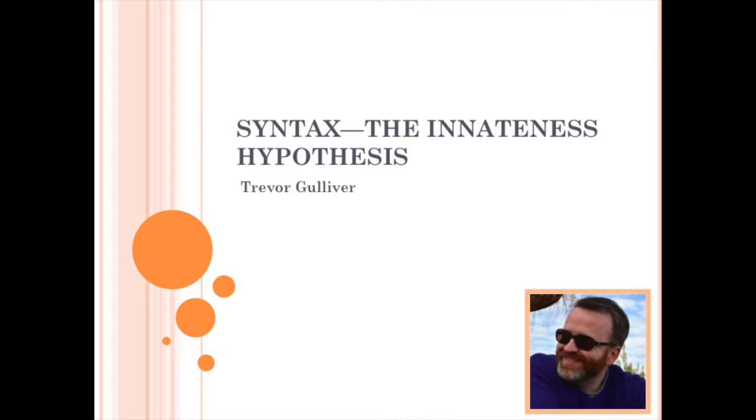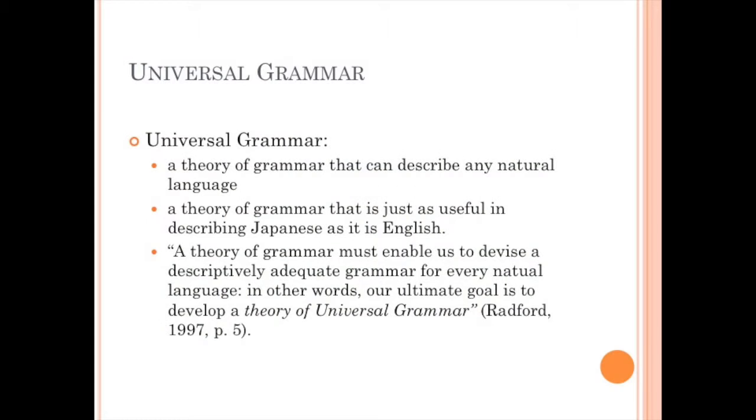In this short presentation on syntax, I'll be talking about the innateness hypothesis. Before we do that, we should talk a little bit more about the term universal grammar. In a previous presentation, I said one of the goals of the study of syntax was to produce a universal grammar. A universal grammar is a theory of grammar that can describe any natural language. It would be a theory of grammar that is just as useful in describing Japanese as it is in English.